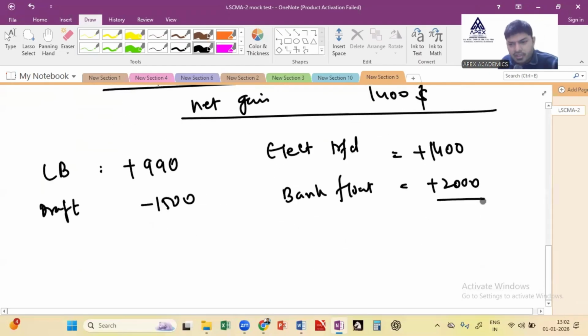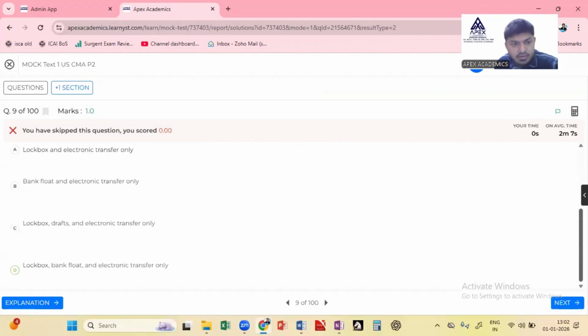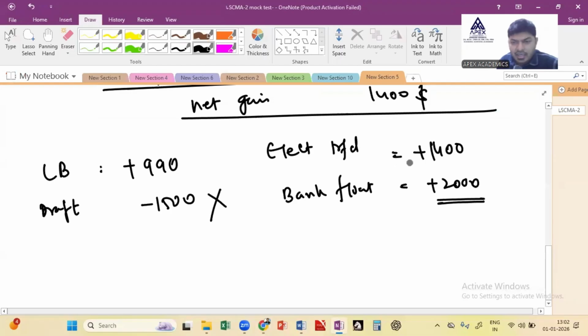Obviously, the most profitable is bank float. You should not go for a draft. Now, let's see what they are asking us. Which of these methods of speeding cash flow should Rolling Stone adopt? They are giving you multiple options. Lockbox and electronic transfer only. If I adopt lockbox and electronic transfer only, I will miss out on bank float.